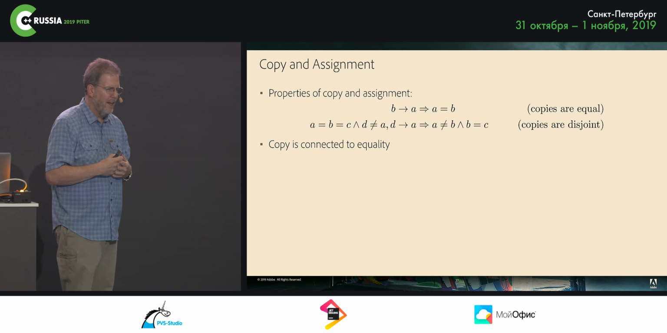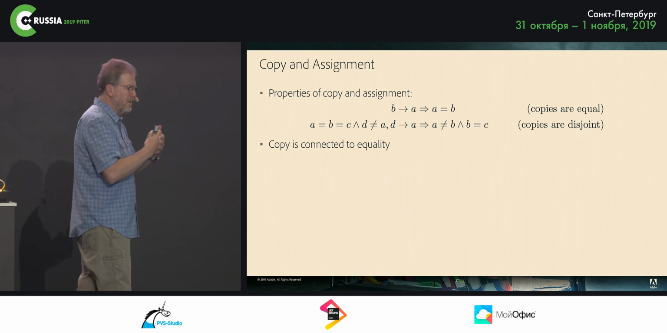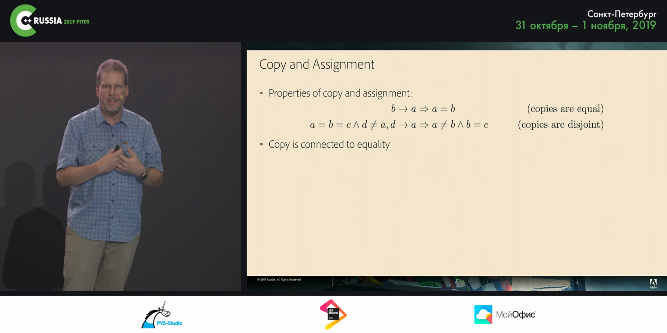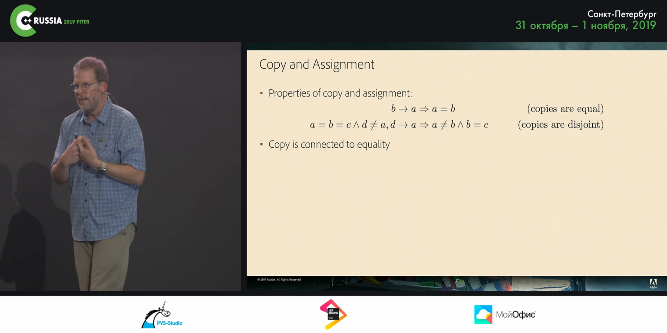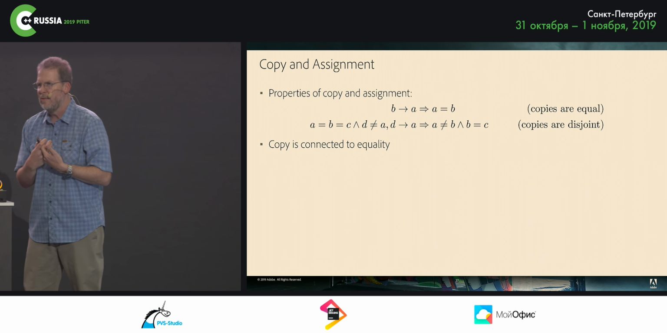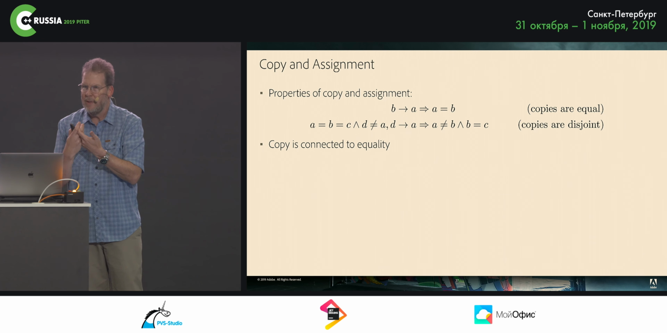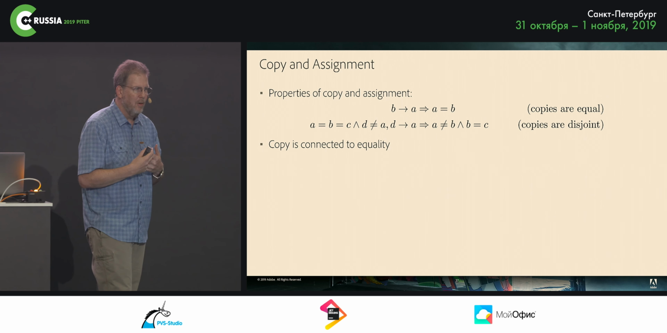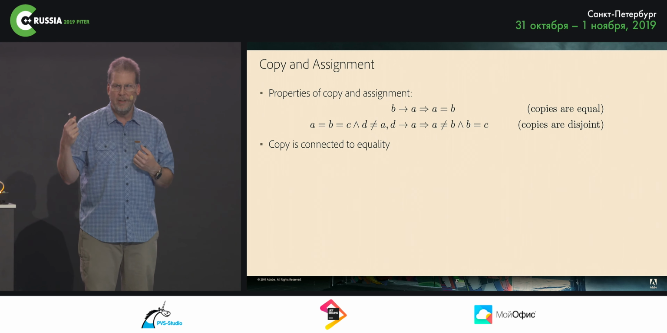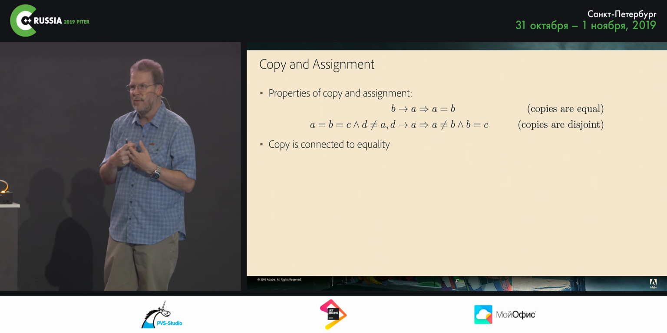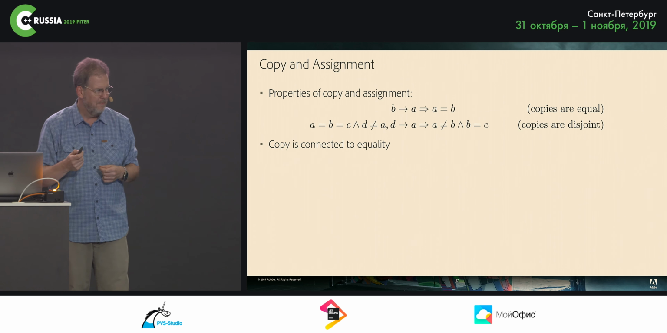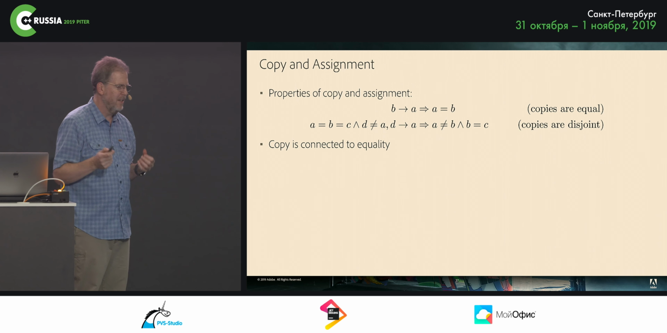What do we mean by connected? Well, we looked at equality. Equality is connected to copying. What does it mean to copy something? What it means to copy something is to create a new item, new meaning disjoint, right? Not connected to the original item, which is equal to the original item, okay? Which means represents the same abstract thing. So copy is connected to equality.